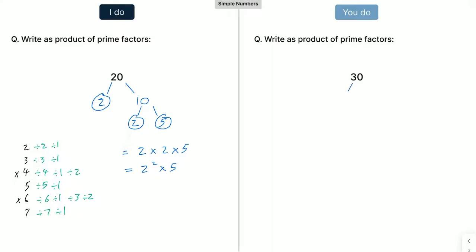So hopefully you've had a go at this one. That's going to be 3 times 10. 3 is a prime number, I'll circle it. That will be 2 times 5. So in this case, our answer is 2 times 3 times 5.